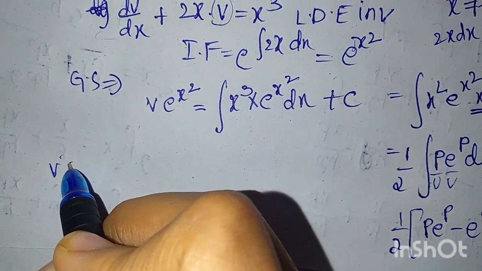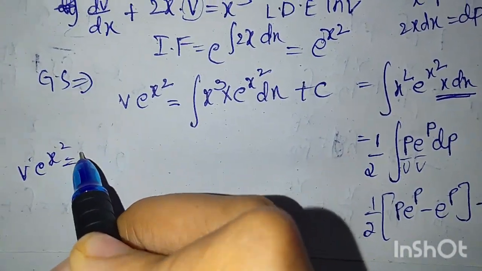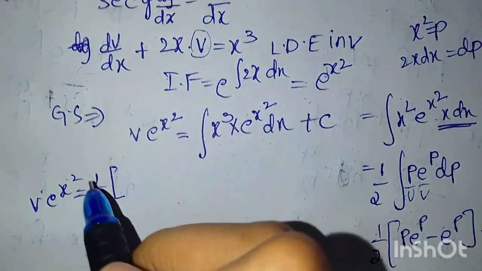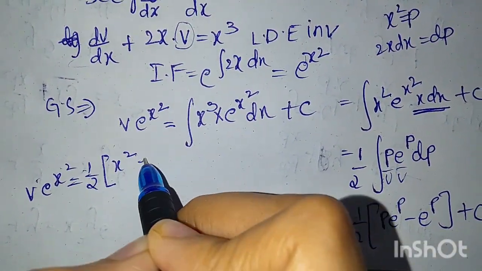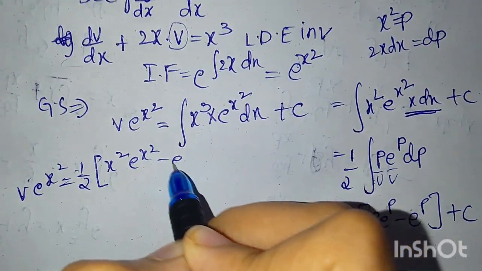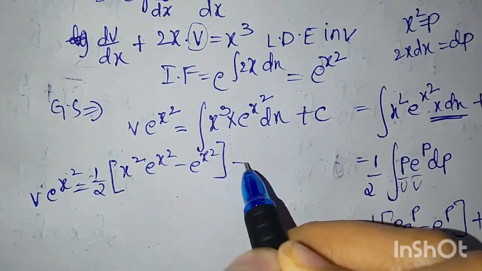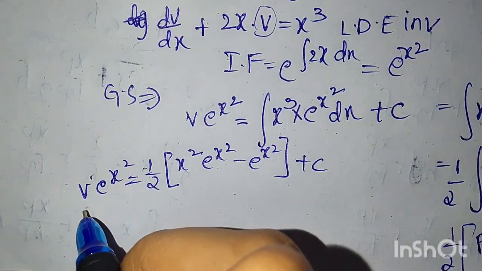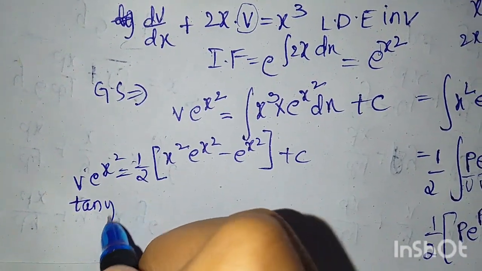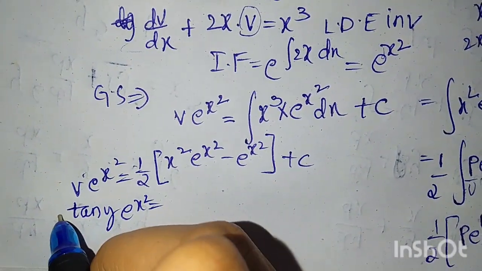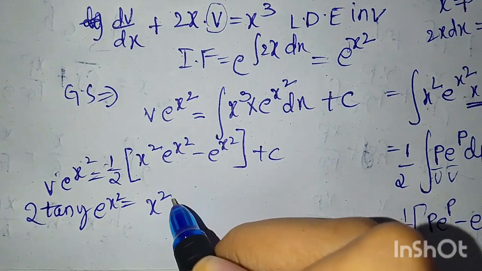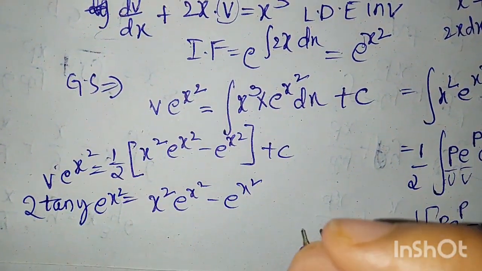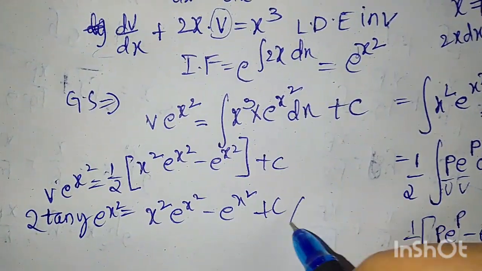Finally we write e power x square is equal to half, what is p? x square. e power x square minus e power x square plus c. We also have to write what is v. v is tan y. So tan y e power x square equals 2 tan y, you can write x square e power x square minus e power x. Okay. So this is your final answer.